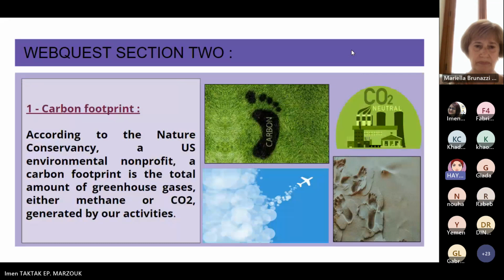So, shall we move? Okay. According to the U.S. environmental nonprofit Nature Conservancy, a carbon footprint is the total amount of greenhouse gases, either methane or carbon, generated by our activities.